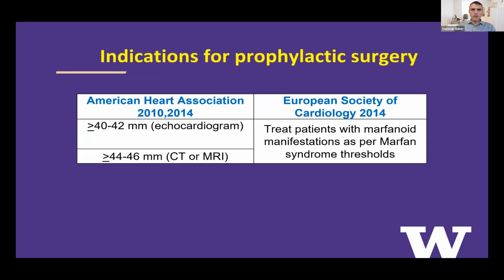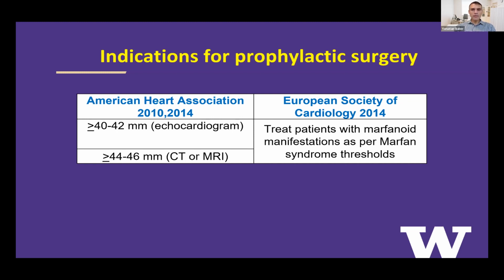And those are the indications for prophylactic surgery by the American Heart Association and the European Society of Cardiology. We use lower cutoffs for Loeys-Dietz, 4 to 4.2 on echo, and 4.4 to 4.6 on a CT or an MRI, which is maybe the place to make the point that we usually get slightly larger measurements of the aorta on cross-sectional imaging as compared to echo.